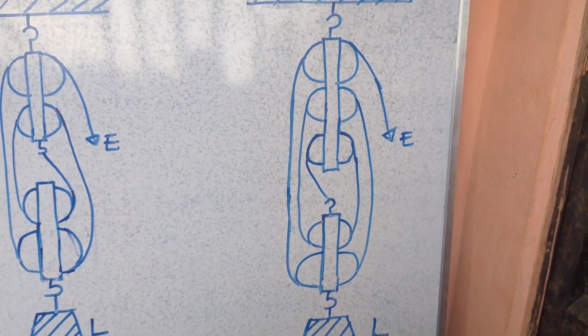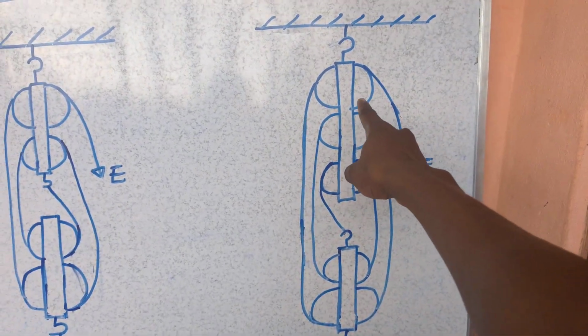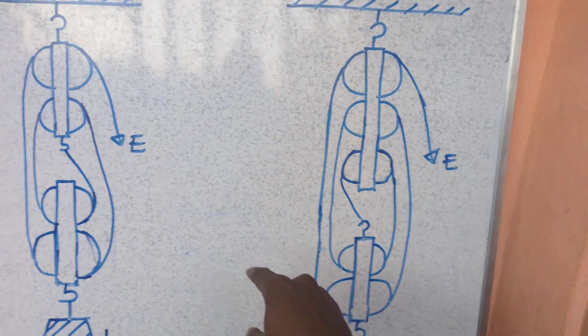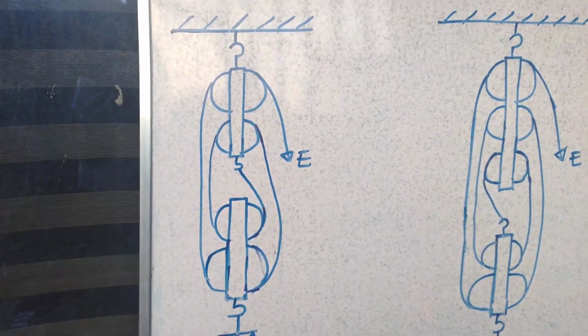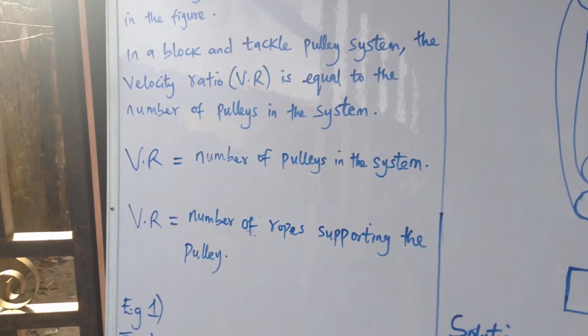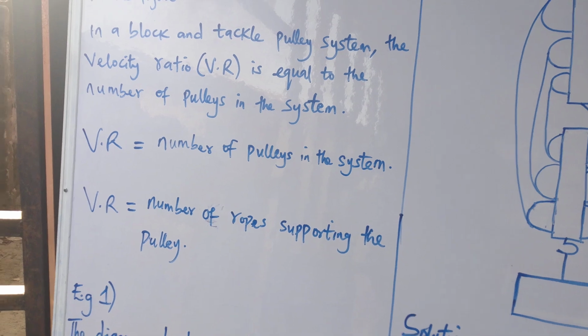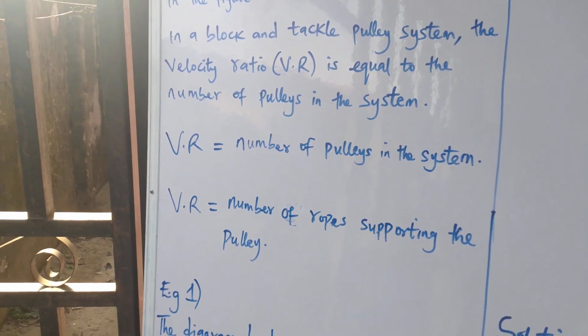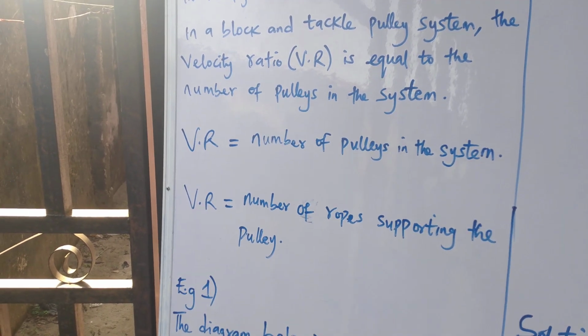So velocity ratio of a block and tackle pulley system is equivalent to the number of pulleys in the system. So the velocity ratio of this one is 5. And the velocity ratio of this is 4, since you have 4 pulleys. Alright. So velocity ratio of a block and tackle pulley system is equal to the number of pulleys in the system, and is also equal to the number of ropes supporting the pulley. The number of ropes supporting the pulley as well.